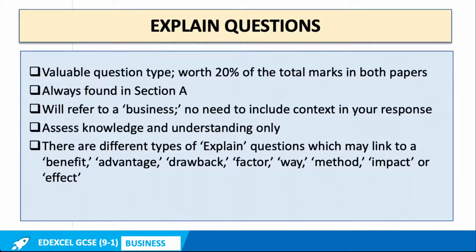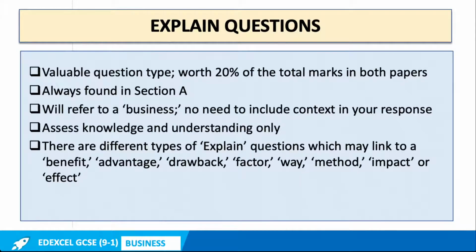So you'll see a variety of explain questions. They'll link to a benefit, advantage, drawback, disadvantage. Those are the most common ones, but you may also see factor, way, method. Now you need to watch out for those ones, because if the question asks you to explain one method, most students drift away from that method and start discussing or explaining a benefit of whatever the question is asking you to do. If you do that, there is a danger you'll get 0 marks. So just be careful. If you're looking at a method or a way question, stick to the question that is set.